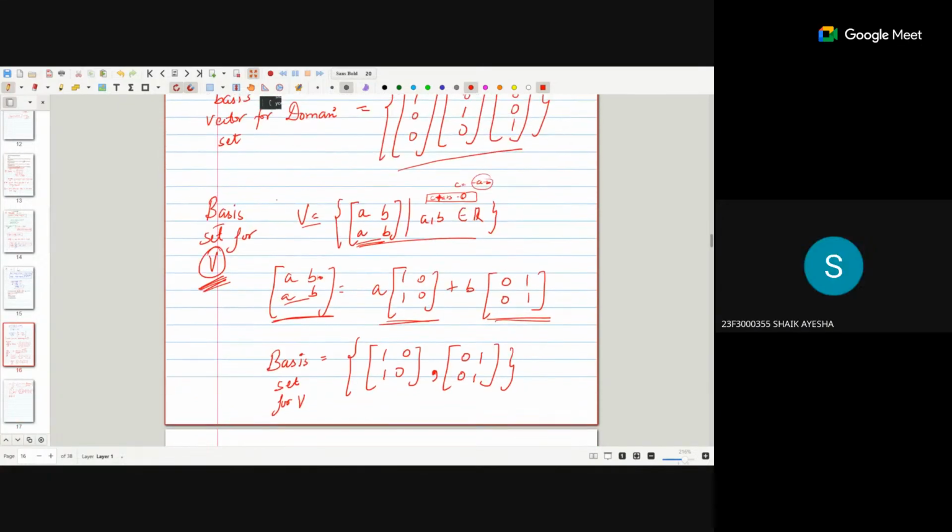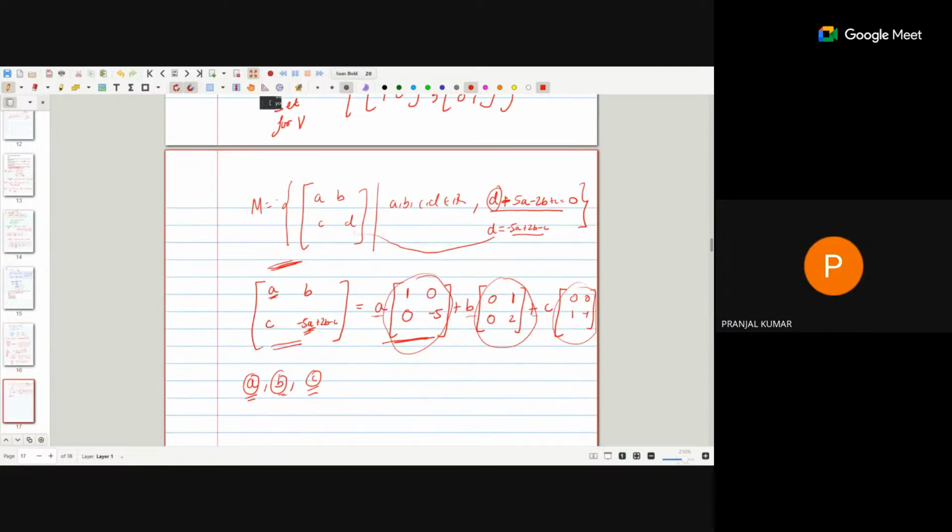Is this clear? Suppose it is a 3 by 3 matrix. You just have to repeat the same steps. It can be a 100 by 100 matrix also. Only for one element do we have to write it as a combination of the remaining.